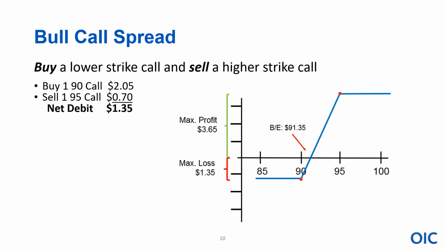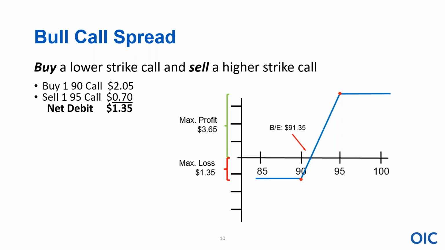You see above 95, we reach our maximum gain and it levels off up there. We're obligated to sell the shares that we own the right to buy, and we can't make any more money up top. Down below $90, the options expire worthless, and we realize our max loss of $1.35. And in between, our profit and loss depends on where the stock sits in relation to 91.35.